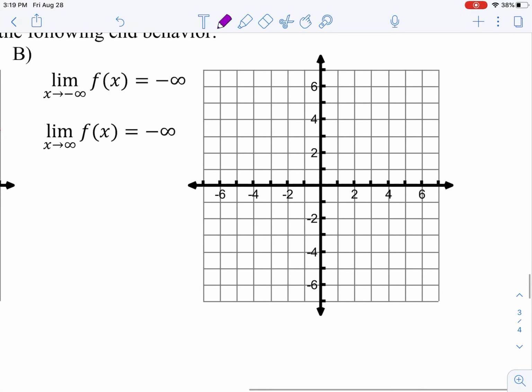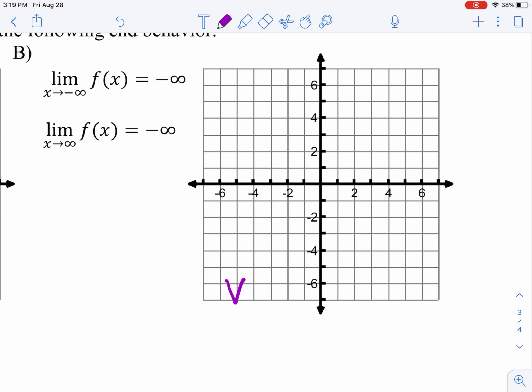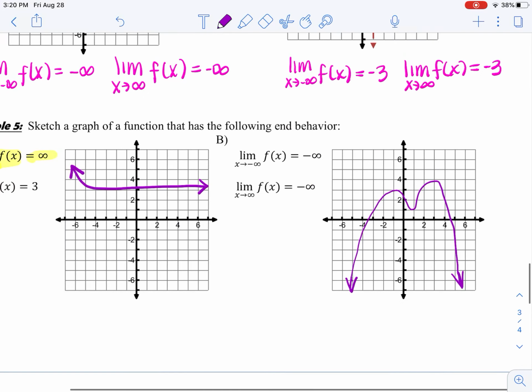This one here, the limit as x approaches -infinity is -infinity, so I want a downward facing arrow. The limit as x approaches positive infinity is also -infinity, so another downward facing arrow. Now I just have to connect these two arrows with any sort of graph that I want. I could have a parabola, I could have something that has an extra bump in it, but that would be a graph that has those qualities.